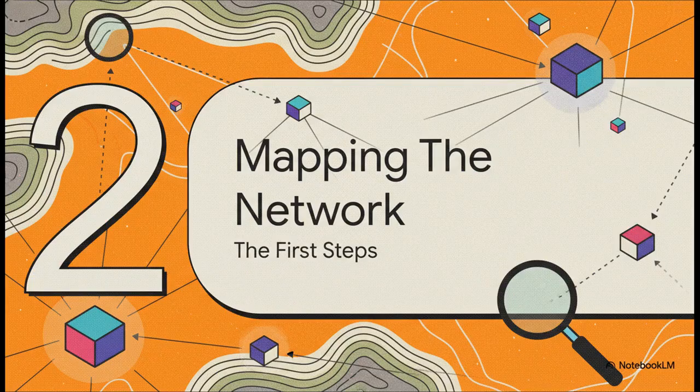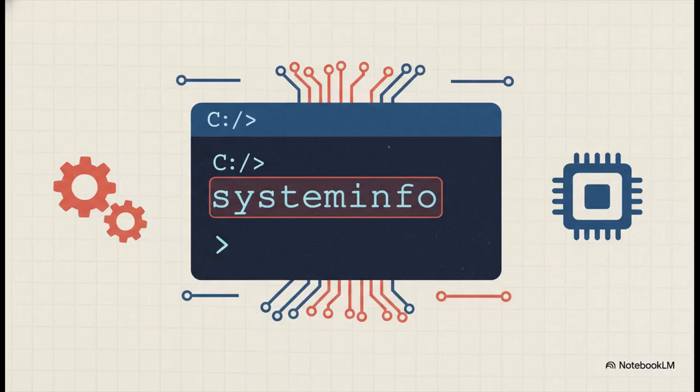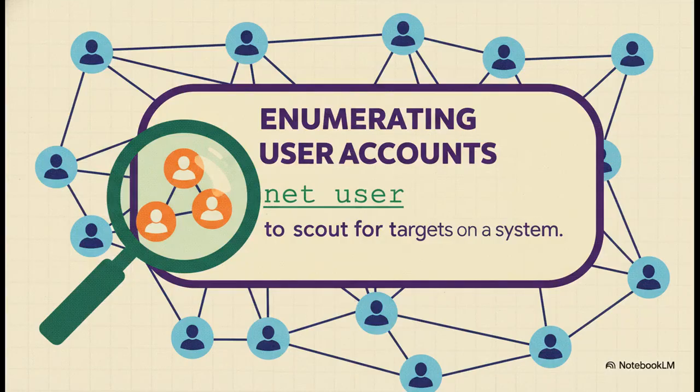All right, so once an attacker gets that initial foothold inside a network, what's the very first thing they do? They look around. This is what we call the enumeration phase, and it's all about mapping out the digital terrain. They'll often kick things off by gathering some basic system details using a native tool like SystemInfo. This just gives them a quick snapshot of the operating system, the hardware, the basic lay of the land. From there, it's pretty common for them to enumerate user accounts with a simple command like net user. This tells them exactly who has access to the system and what potential targets are on the box.